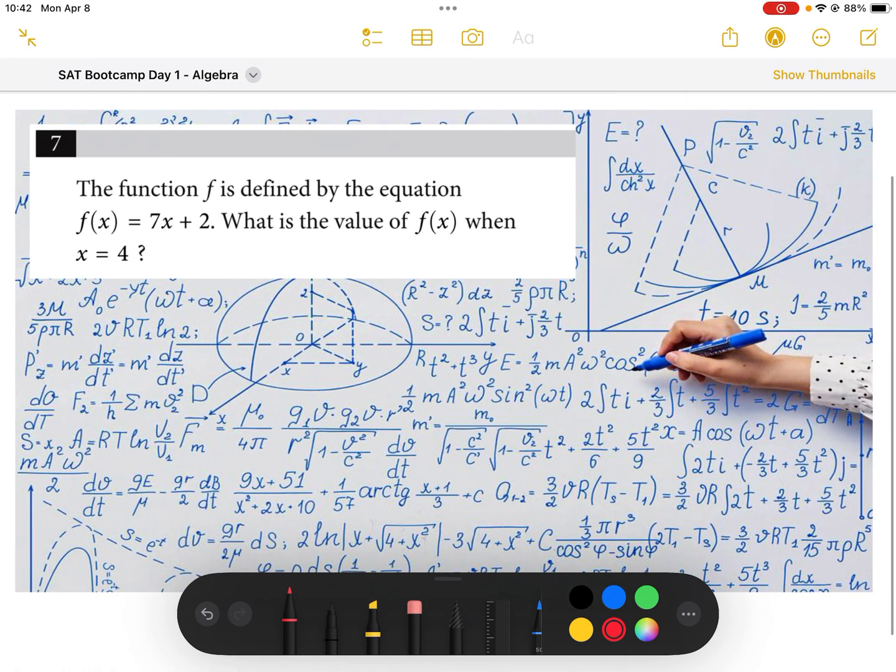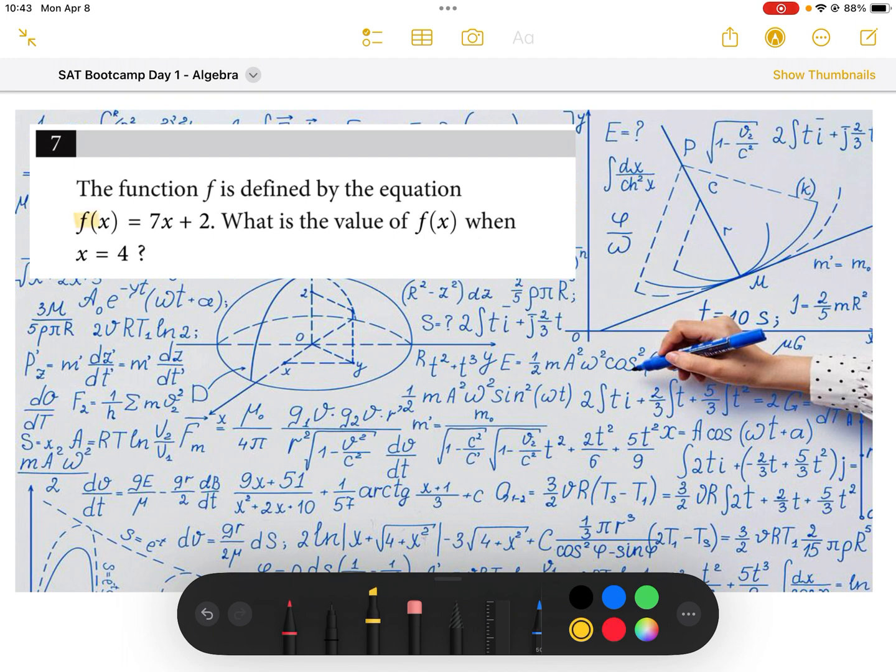Here's number 7. It says the function f is defined by the equation f of x equals 7x plus 2. What is the value of f of x when x equals 4? So go ahead, take a moment and solve this problem.